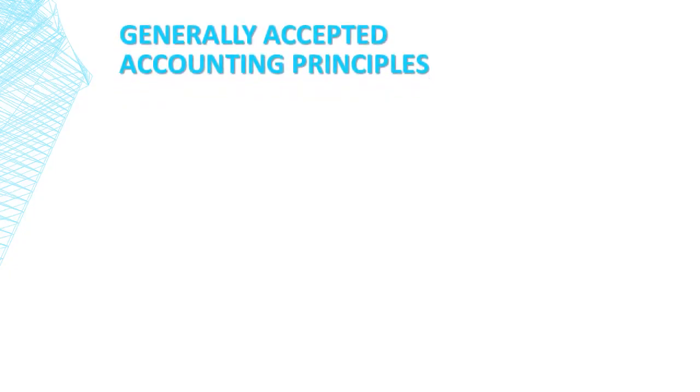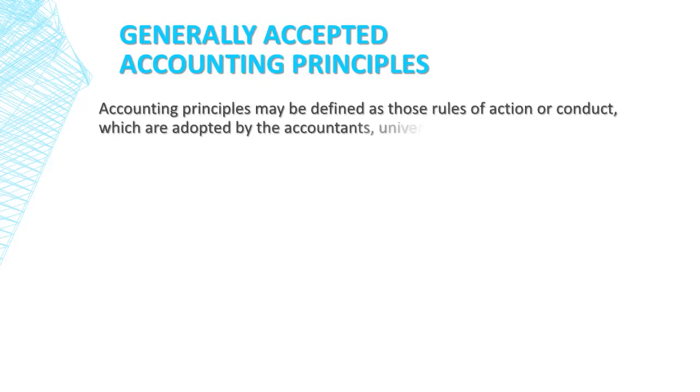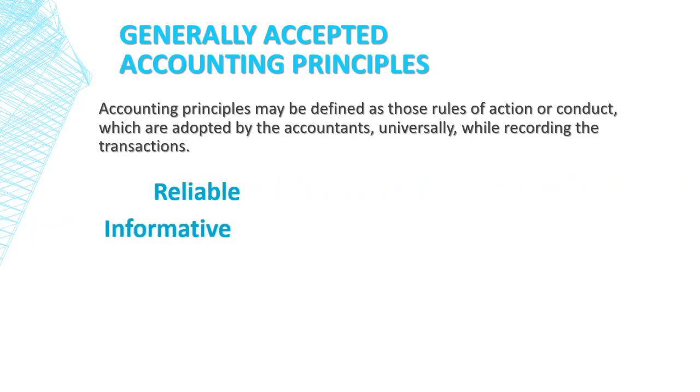Generally accepted accounting principles. Accounting principles are the rules based on assumptions, customs, usages, and traditions for recording transactions. Accounting principles may be defined as those rules of action or conduct which are adopted by the accountants universally while recording the transactions. The chief objective behind the accounting principles is that the accounting statement should be both reliable and informative. This objective can be achieved when there's a certain common agreement and compliance about the accounting principles.